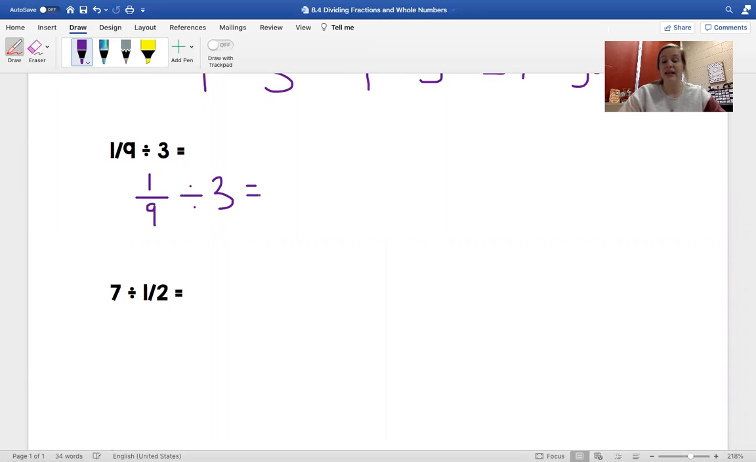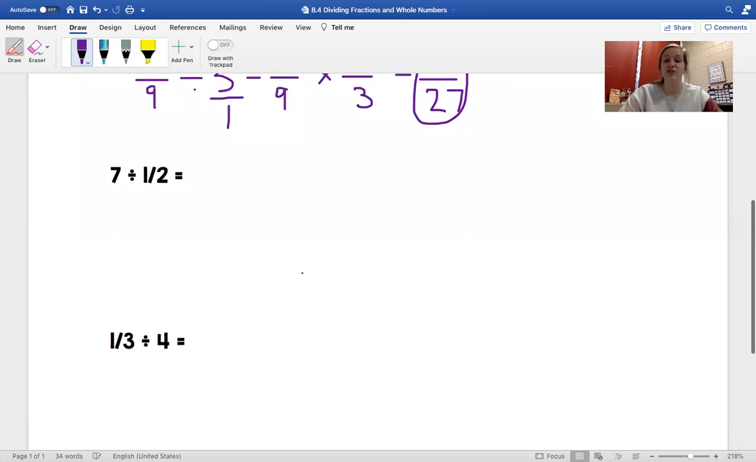So the first thing we're going to do is start with the KFC method to rewrite our problem. We keep 1/9. We flip our 3. In order to flip it, that means our 3 goes on the bottom. So what are we bringing up to the top? A 1, right? Because if you remember, 3 could also be 3/1. They're the same. And we're going to change our division sign to a multiplication sign. And we have 1 times 1, because you multiply straight across, is 1. And 9 times 3 is 27. If you remember, when you multiply, you do not have to have common denominators because you multiply the denominators. When you add or subtract, that's when you have to worry about having common denominators, but here you don't. So your answer is just 1/27.